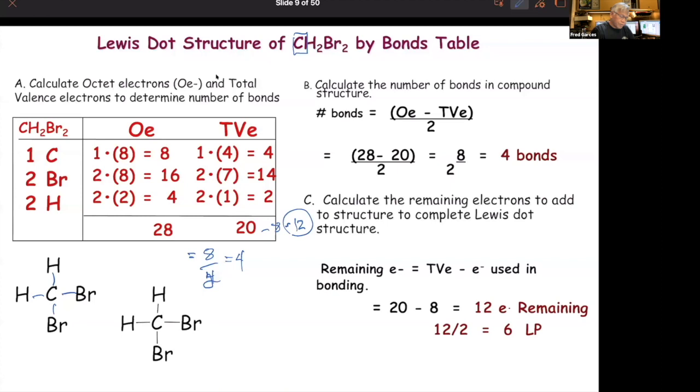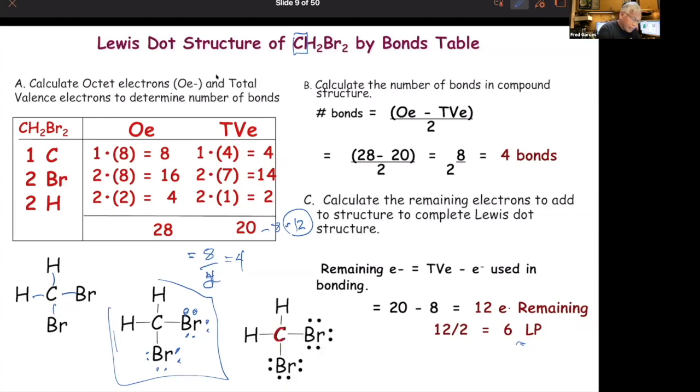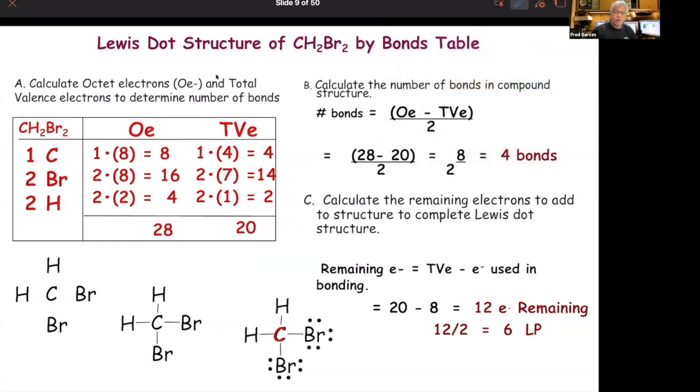Those 6 lone pairs, of course, are going to go to bromine because it needs an octet. And now in this structure, all the atoms have an octet. Hydrogen prefers a duet, 2 electrons. And so that's what you see right there. You need to practice it so you're comfortable with it. It's a little bit of work in terms of the bond table, but you get the correct answer.